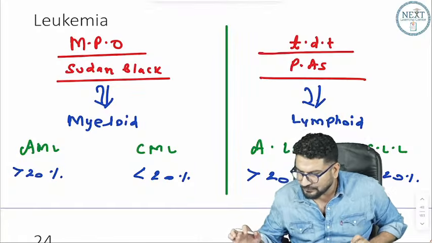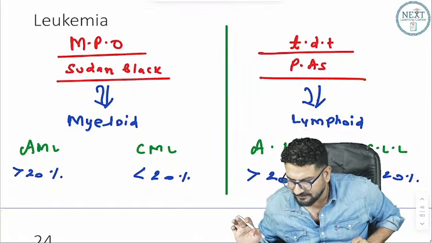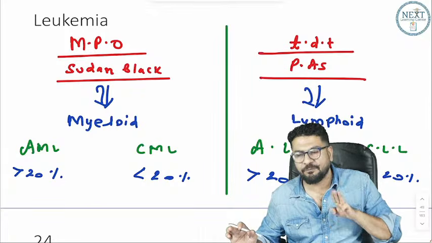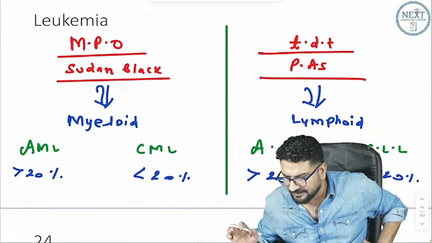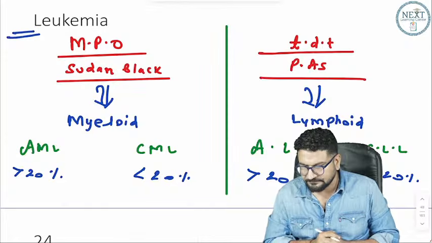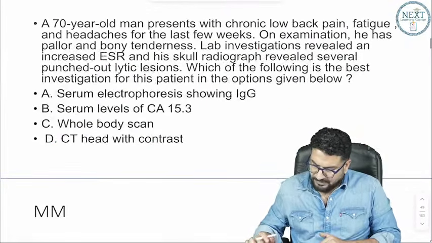Okay, they ask you the most common leukemia in Down syndrome. Yes, it's ALL. But in children under 3 years, in the first 3 years of birth, it will be AML M7. Clear, Pratik? So this approach you need to keep in mind. Done? Okay, now try to answer.